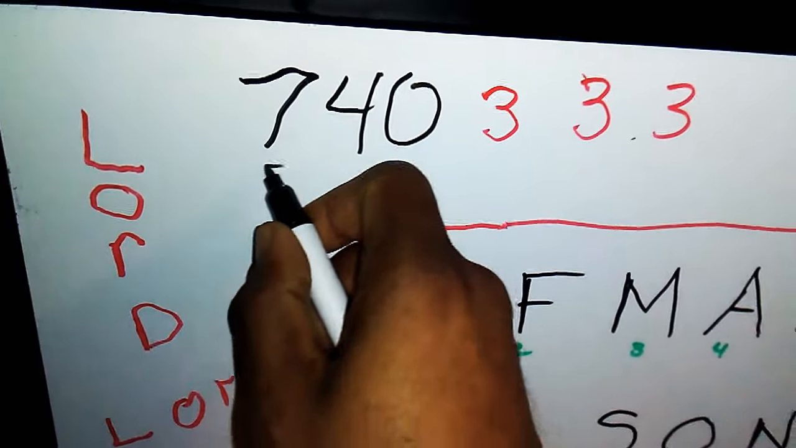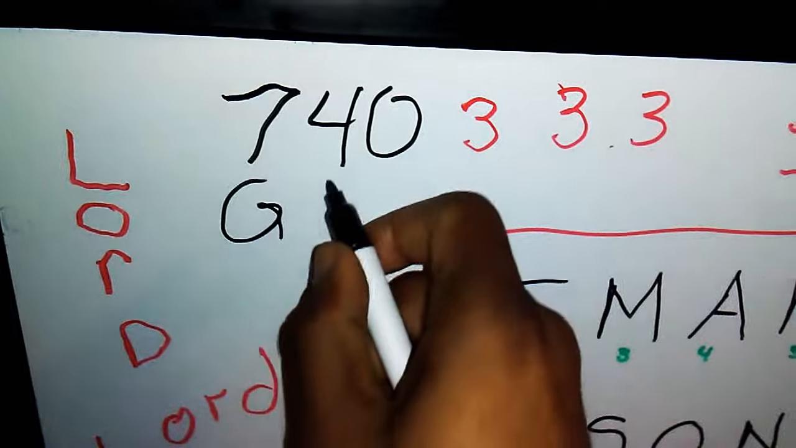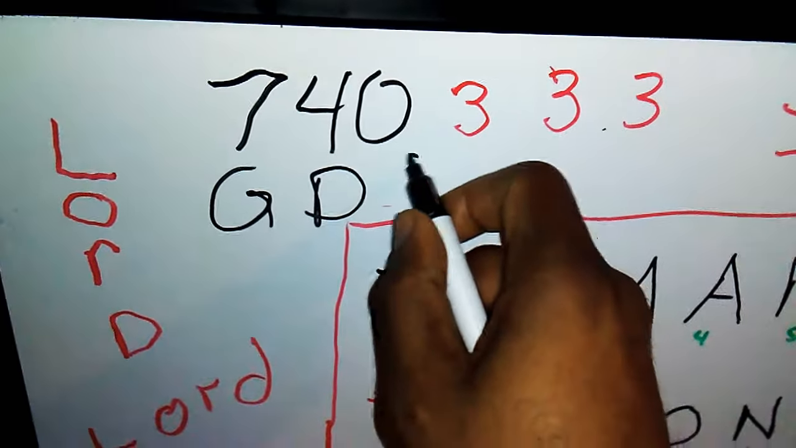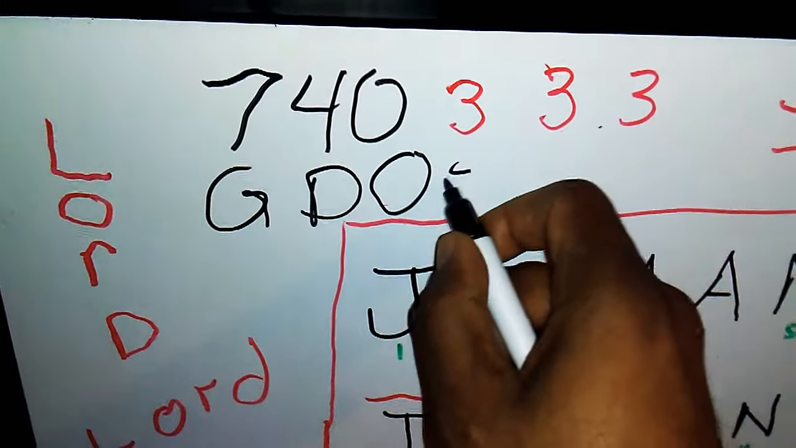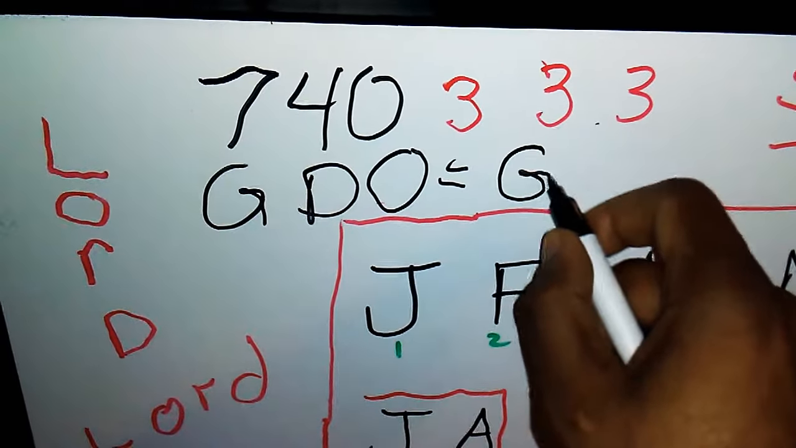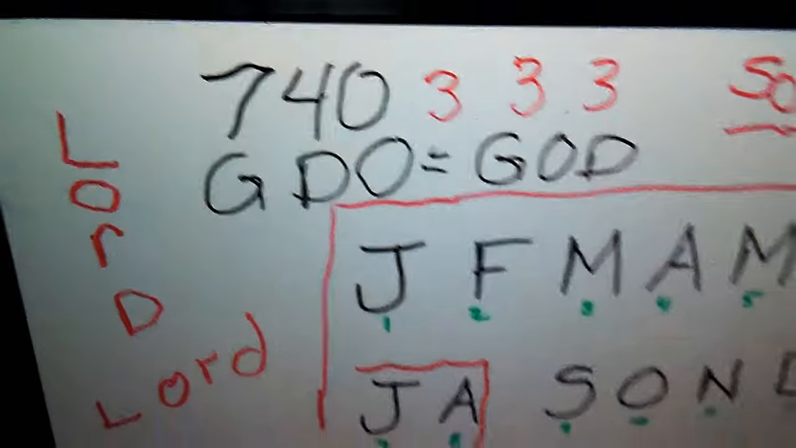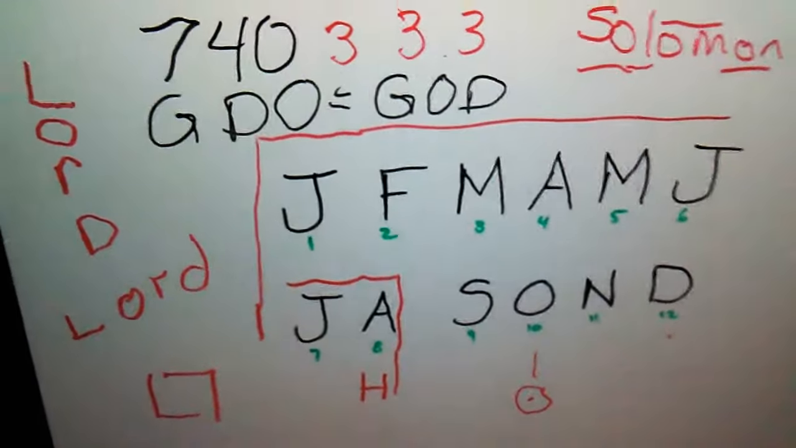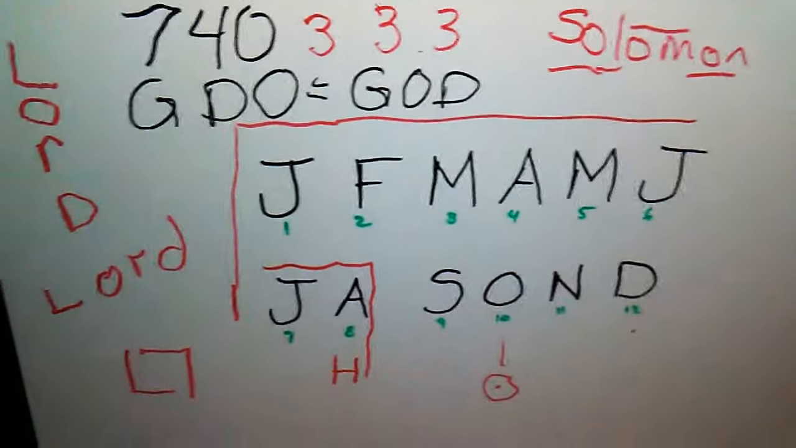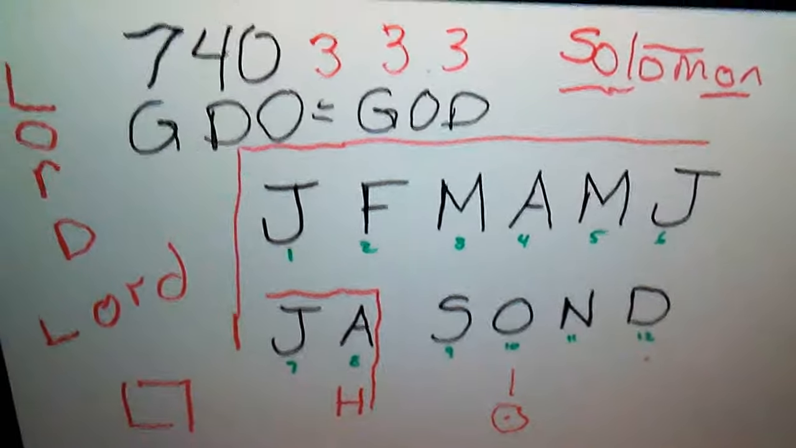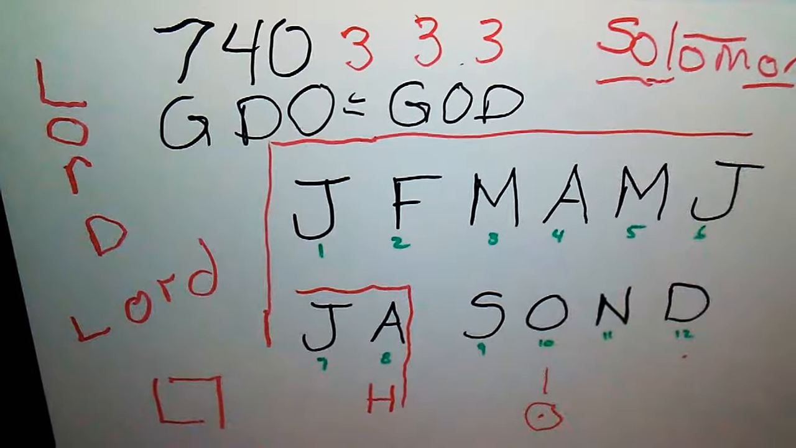But 7 is G. 4 is D. O. O. What does that spell? God. So the prophecy about Emmanuel says God with us.